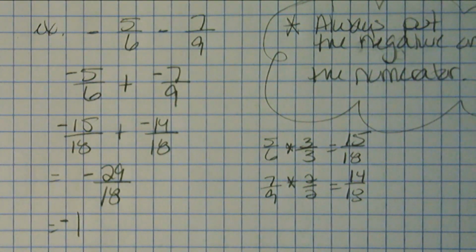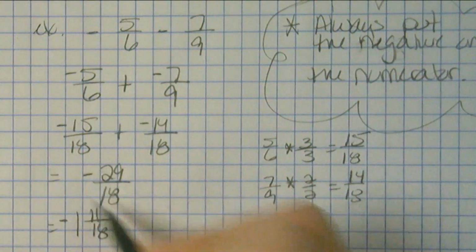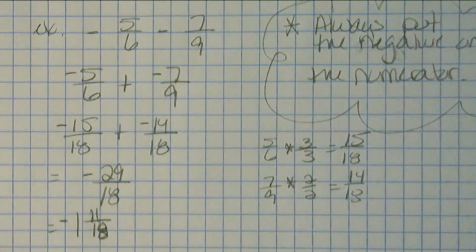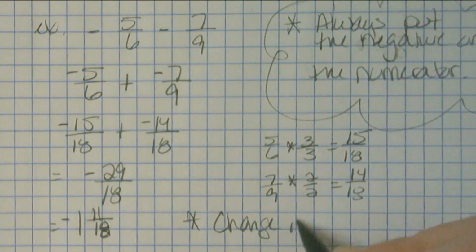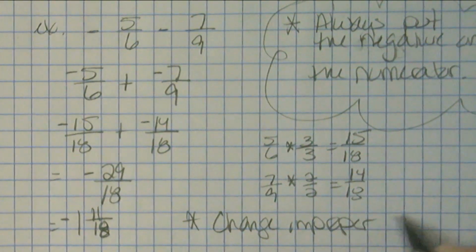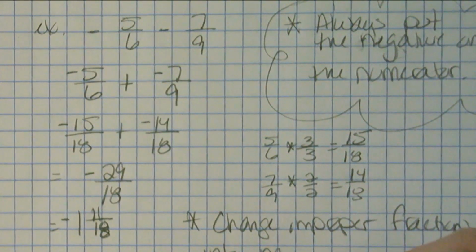Negative 1 and 11/18. Typically, for improper fractions, we always change them into mixed numbers. All right, so I want to make a little note there. Change improper fractions into mixed numbers.